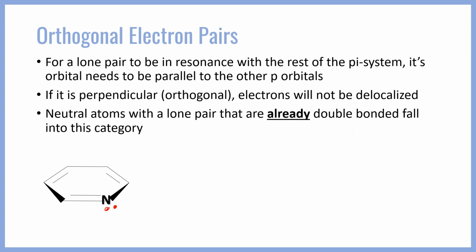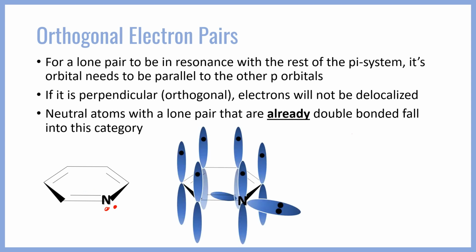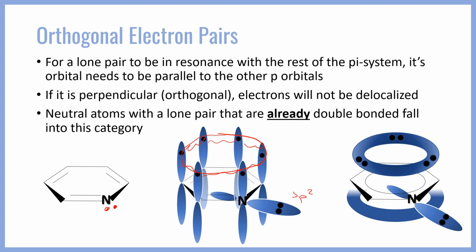So if we were to look at the orbital picture for this nitrogen, we would see that one electron from the nitrogen is in a p orbital, which is parallel to the rest of the pi system. All of these p orbitals, all 6 of them, are going to be interacting through resonance. There's going to be partial double bond character between all of these orbitals, right? However, the lone pair is in an sp2 orbital. It is not parallel to the other p orbitals, it is perpendicular, and so it cannot interact with the rest of the ring. The superposition would look like this.